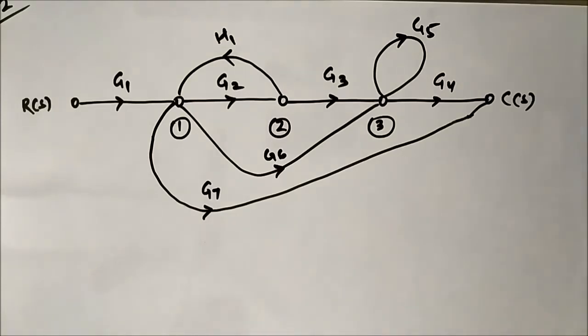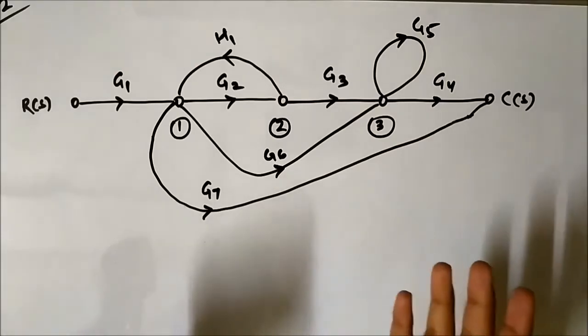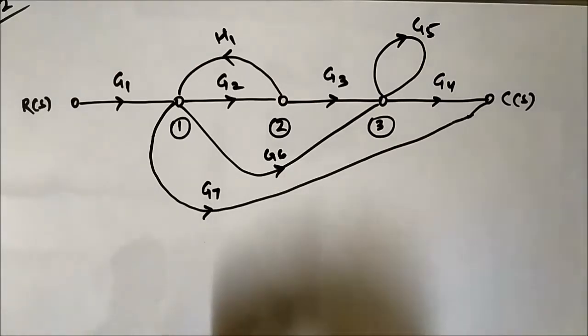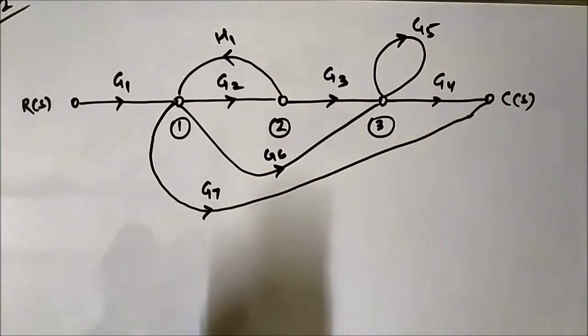So first we have to determine the number of forward paths, then the number of loops, the path factor of the individual forward paths, and then the touching and non-touching loops. And then put the respective values into Mason's gain formula.